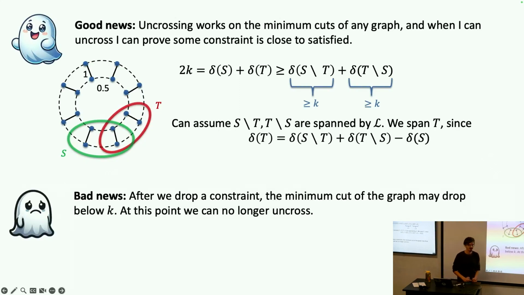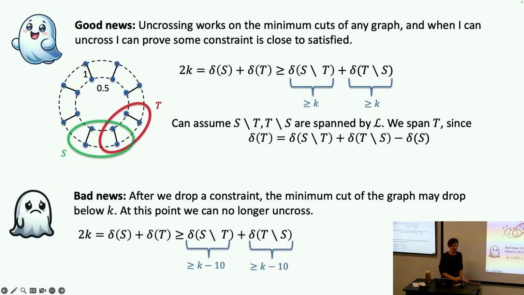But now the minimum cut of the graph might drop below k. And now you try to do the same thing, and we get some bound like k minus 10 here. So these are not equalities. So you're not going to be able to span T, because there might be some other edges going on. This is a very delicate operation, and we've violated it even by a little bit, and so you no longer get this linear dependence.